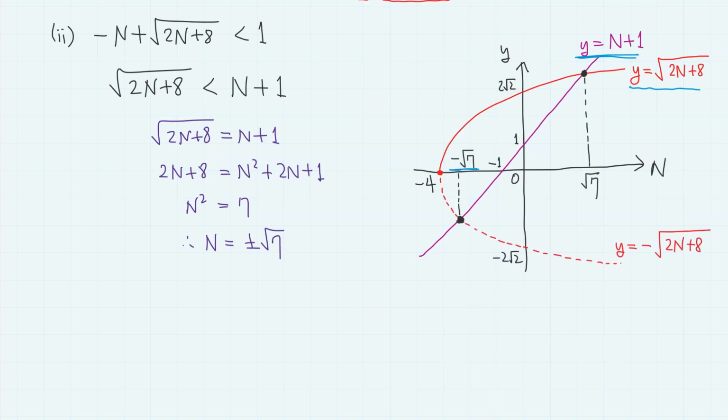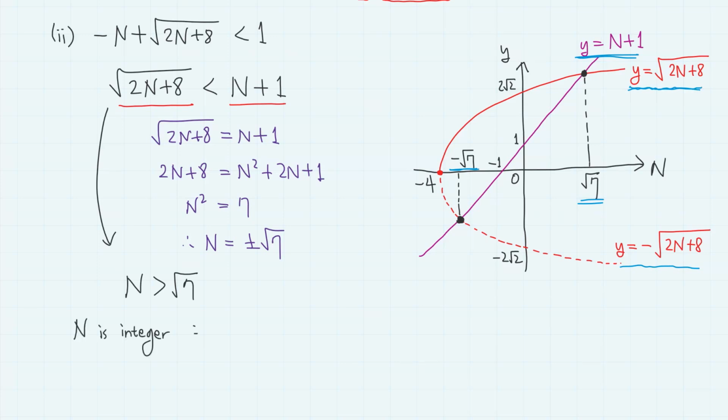Notice that n equals negative square root of 7 is the intersection point between y equals n plus 1 and y equals minus square root of 2n plus 8, and n equals square root of 7 is the intersection point between y equals n plus 1 and y equals positive square root of 2n plus 8. From the graphs, we now search for the range where the line is above the radical function, which is n greater than square root of 7. The integer values that satisfy this range are n equals 3, 4, and so on.